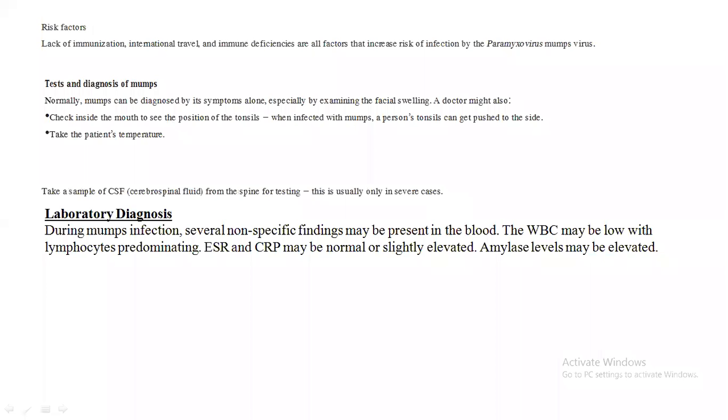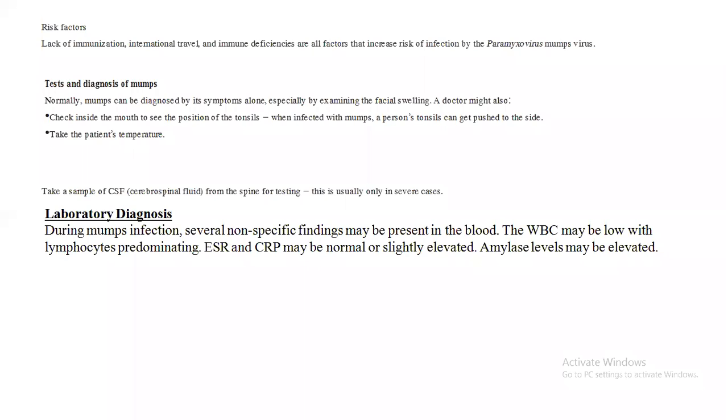Next, please. Risk factors: lack of immunization, international travel, and immunodeficiency are all factors that increase the risk of infection by the paramyxovirus mumps virus. Tests and diagnosis of the mumps. Normally, mumps can be diagnosed by its symptoms alone, especially by examining the facial swelling. A doctor might also check inside the mouth to see the position of the tonsil. When infected with the mumps, a person's tonsil can get pushed to the side.